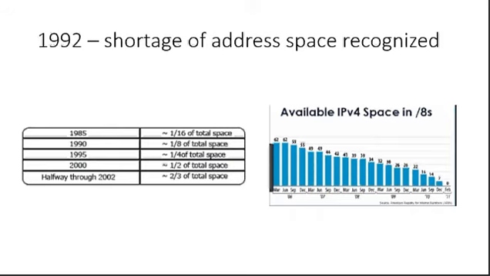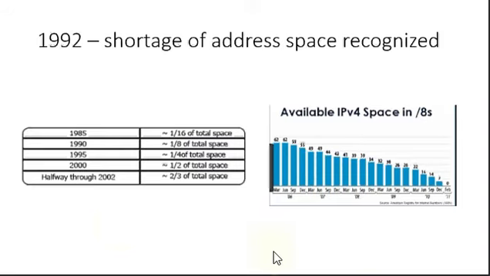As you can see on the left chart, in 1985, 1/16 of the total space was used. Then in 1990, it increased to 1/8 of the total space used. In 1995, a quarter of the total space was occupied, and it increased to half of the total space used in 2000. Halfway through 2002, 2/3 of total space is used.